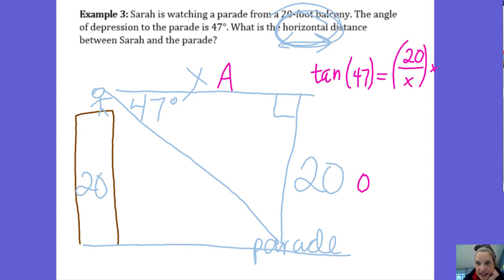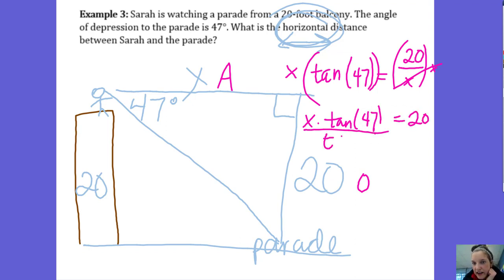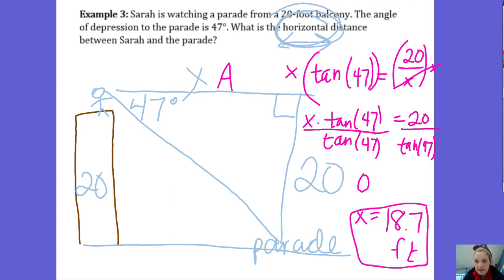Then I'm going to multiply both sides by x to get that x out of my denominator. So I have x times tangent of 47 equals 20. Then I'm trying to solve for x, so I gotta get rid of that tangent of 47. So I'm going to divide both sides by tangent of 47. And so x is, making sure my calculator is in degree mode, or else I'm going to get a really bizarre answer. X is 18.65, so 18.7 feet. So Sarah is 18.7 feet horizontally from the parade. So this distance right here is 18.7 feet.